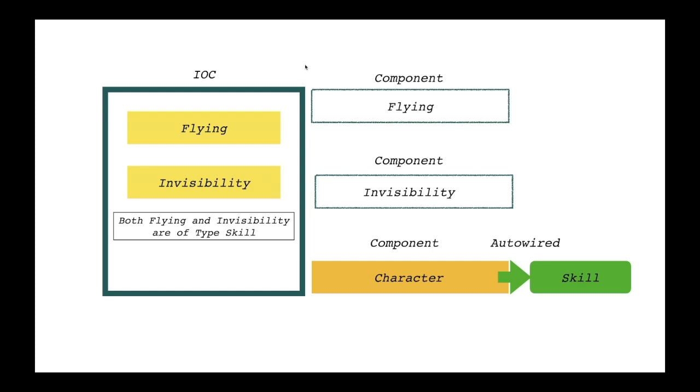But now in the IoC container, there are two objects of type Skill: one is Flying and the other is Invisibility. Now Spring does not know which one it should inject into our class. So this is kind of a conflict, and Spring will in this case generate an error. It won't be able to start the application because it is looking for an object of type Skill and it found two, and it does not know which object it should inject.